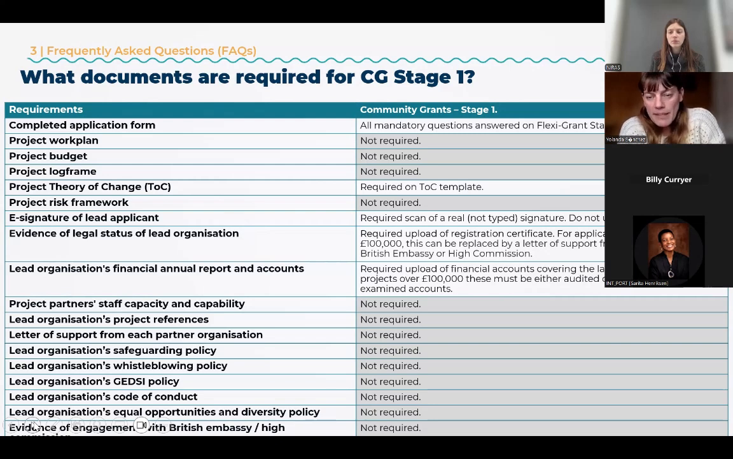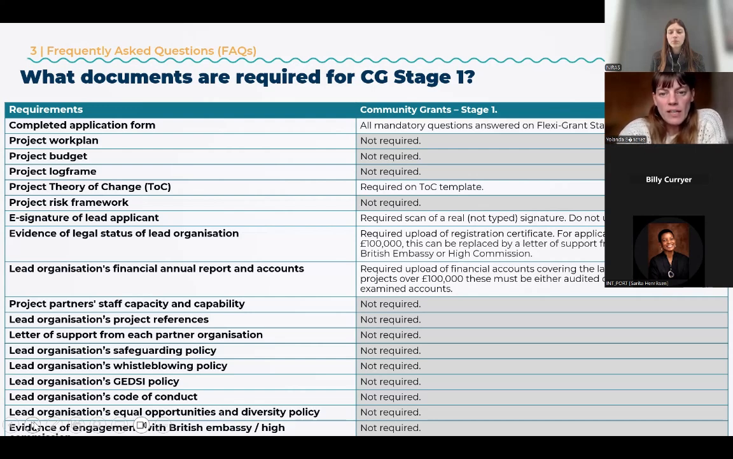You have the template on the FlexiGrant, and you will need the signature that Billy has said requires a scan of a real and not typed signature. So don't upload the QR code. Then you also have to upload the legal status of your lead applicant. The certificate of your organization is required.